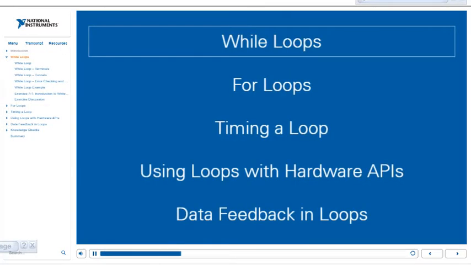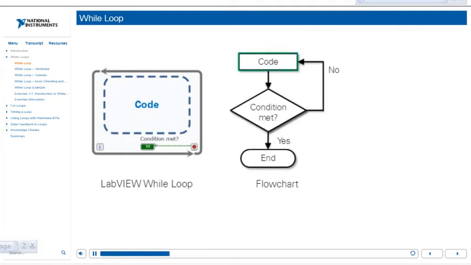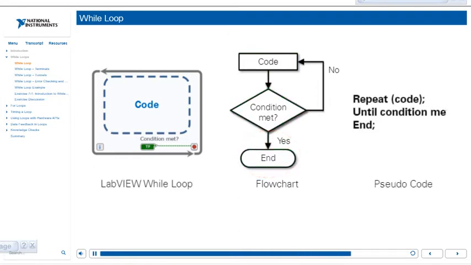In this section, we will learn how to execute code repeatedly using a while loop. A while loop executes code until a condition has been met. When a while loop executes, it first executes the code inside the loop. Then it checks whether the condition has been met. If the condition has not been met, then the while loop will continue to repeatedly execute code until the condition has been met. When the condition has been met, the while loop will exit. If you're familiar with text-based programming, a while loop is similar to a do-while loop or a repeat-until loop.